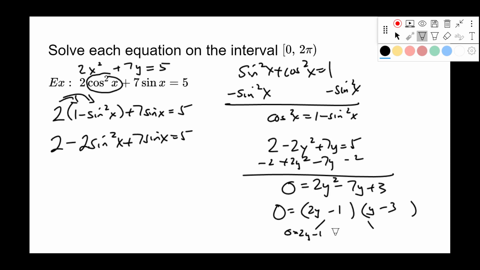So then I can split these and solve them both. So 0 equals 2y minus 1, and then 0 equals y minus 3, y equals 3. And then y equals 1/2 over here. Add 1, divide by 2. Those would be my two answers.